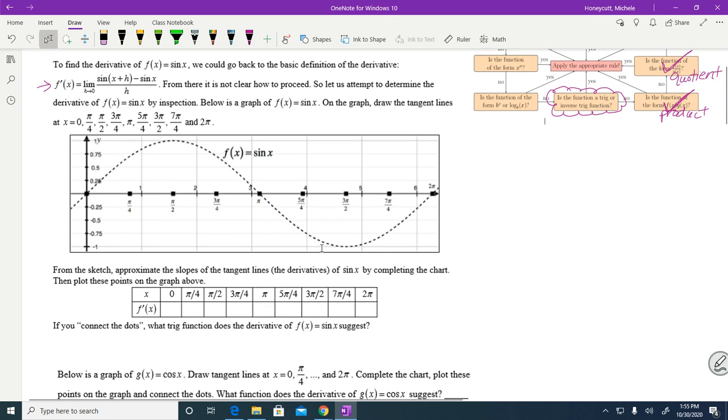So here's a graph of sine. We're going to try to estimate this derivative using tangent lines. So here is sine, the original function, and we want to know what is the derivative of sine. So we're going to approximate the slopes of tangent lines of sine x at specific spots. And so it's easiest to start about right here. So I look right here and I say, oh, look, at x equals pi over 2, the tangent line would be horizontal.